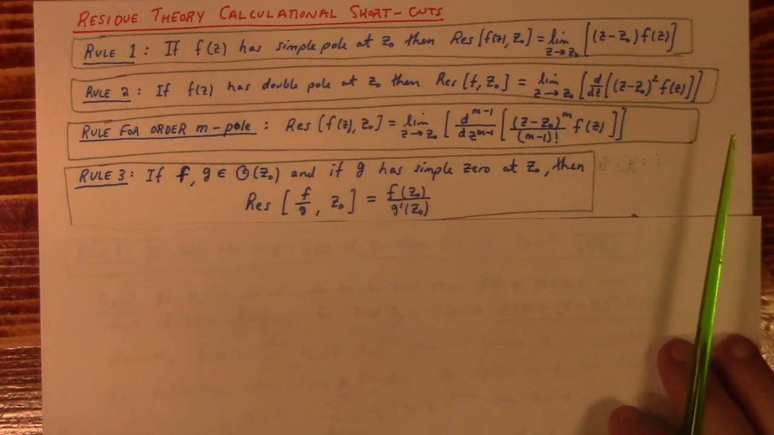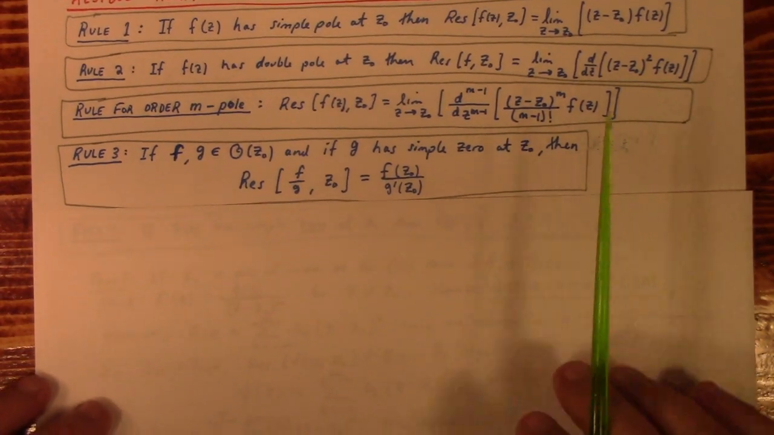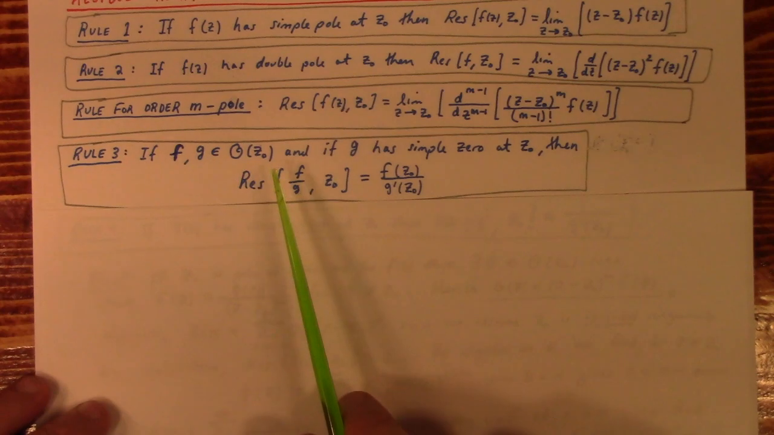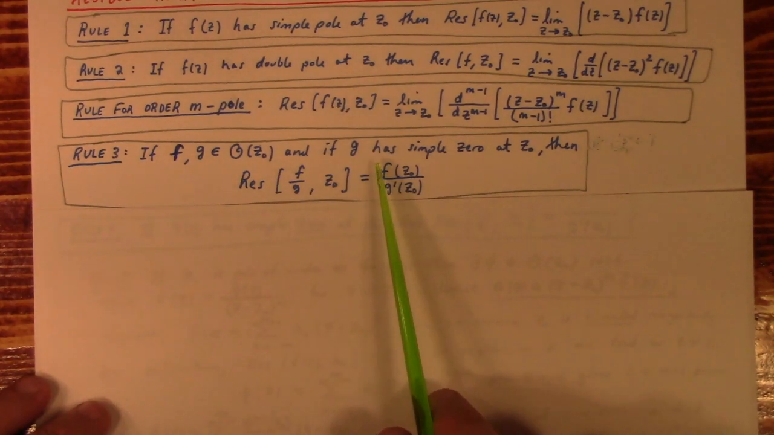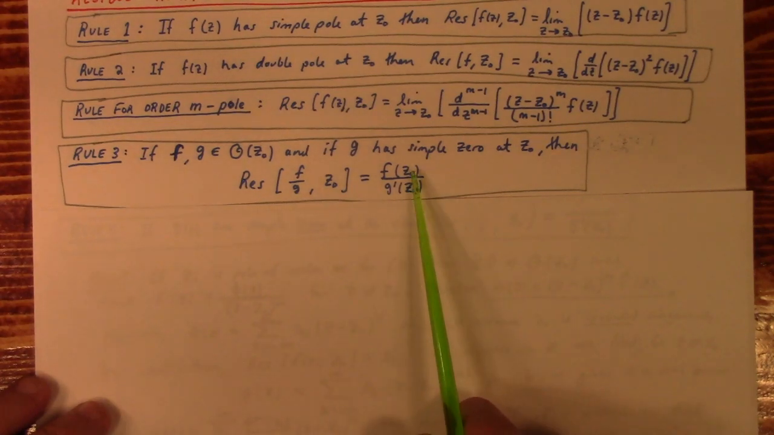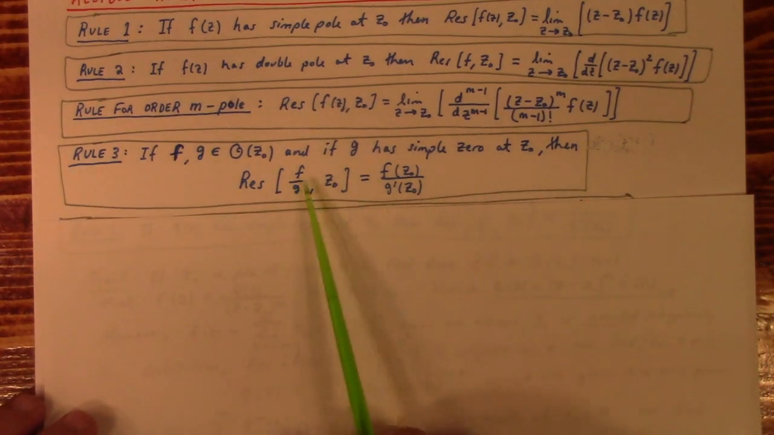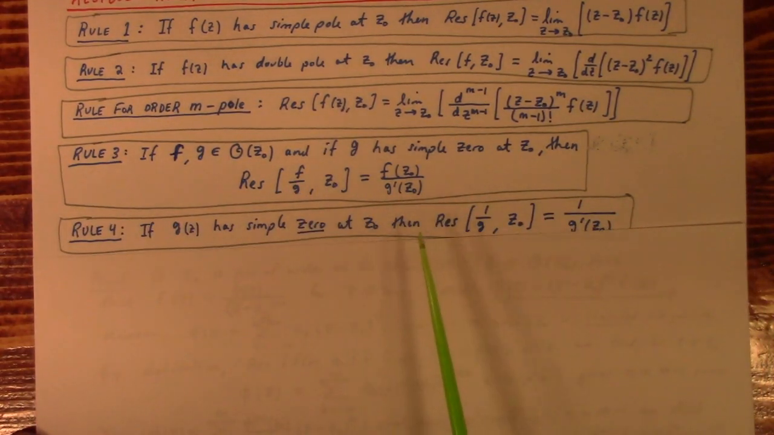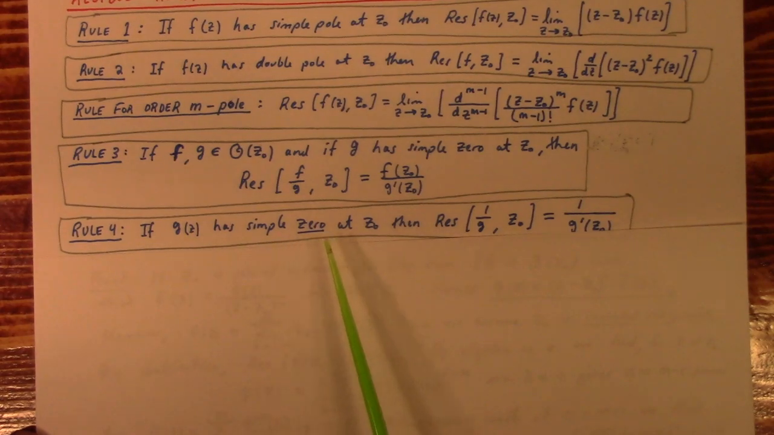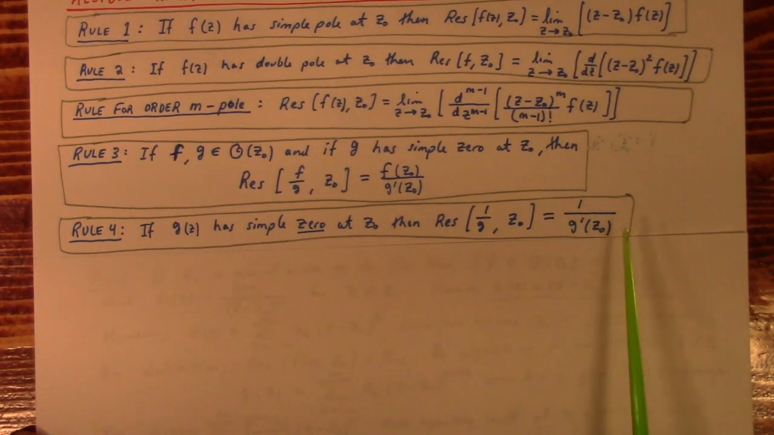And then of course we have rule 3, which says that if you have f and g holomorphic at a point, and if g has a simple 0 at z naught, then the residue is simply the value of f at z naught divided by the derivative of g at z naught. And then if we take the case f equals 1, that gives us rule 4. If g of z has a simple 0, then the residue of 1 over g at z naught is just 1 over the derivative of g at z naught.